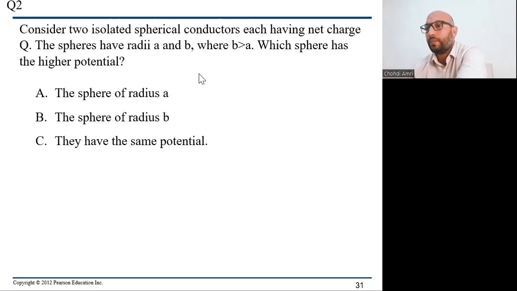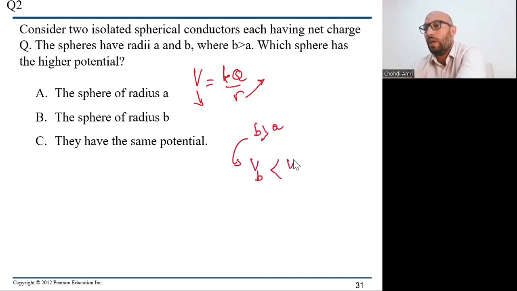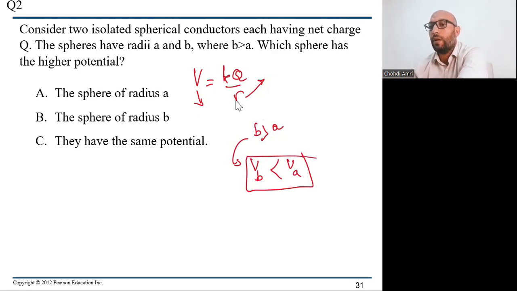We know that V is equal to KQ over R. If R is increasing, what happens to the potential? It is decreasing. And we have B larger than A, so that means VB is less than VA, because it's inversely proportional to the radius. So which sphere has higher potential? Sphere A, of course, has higher potential because it has less radius.